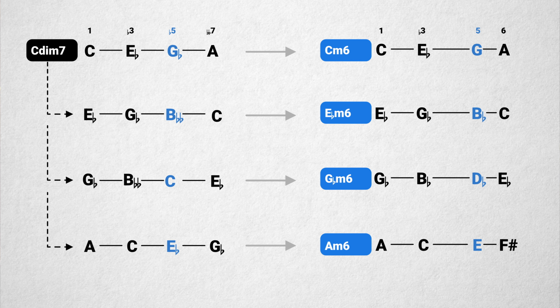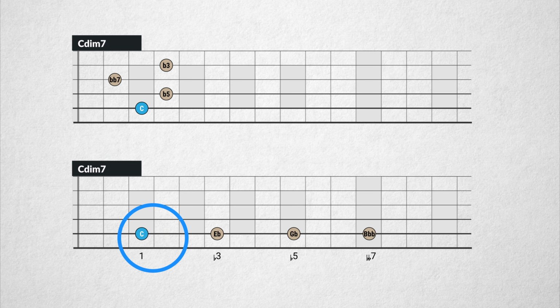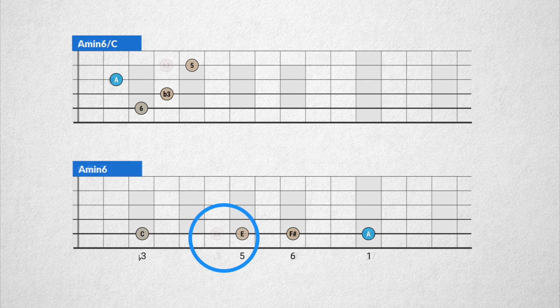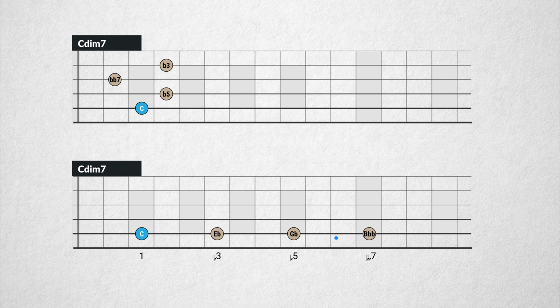In other words, we can raise each of the notes of a C diminished 7 chord to generate a minor 6 chord. Raising the C to the note D flat results in a G flat minor 6 chord. Raising the E flat to the E results in an A minor 6 chord. Raising the G flat to the note G results in a C minor 6 chord. And raising the note A to the note B flat results in an E flat minor 6 chord.